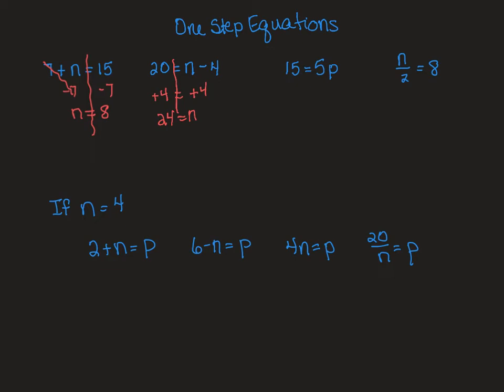Okay, in the next one, I have 15 equals 5p. And remember, 5p, that's an automatic multiplying. Okay, no sign means I'm multiplying. So I have 5 times something equals 15. Well, I know to find a missing multiplier, I'm going to use division because dividing is the inverse of multiplying. So I'm going to divide this by 5.